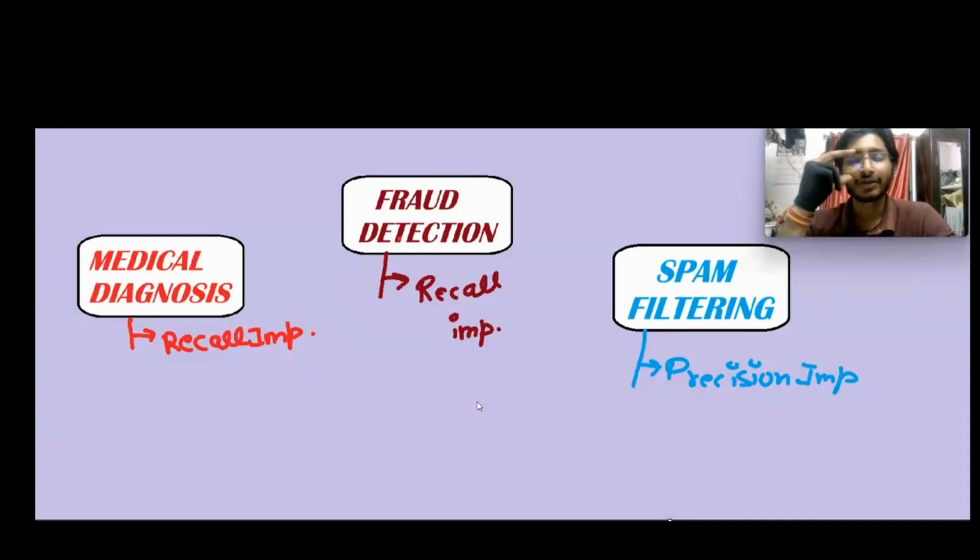So today we learned that the confusion matrix is a powerful tool to evaluate classification models. Instead of relying only on accuracy, we should analyze precision, recall, and F1 score, so that we can truly understand the model's real performance. This becomes especially important when dealing with imbalanced datasets.